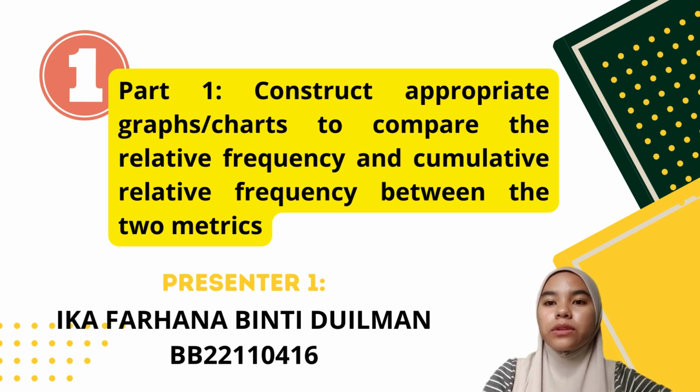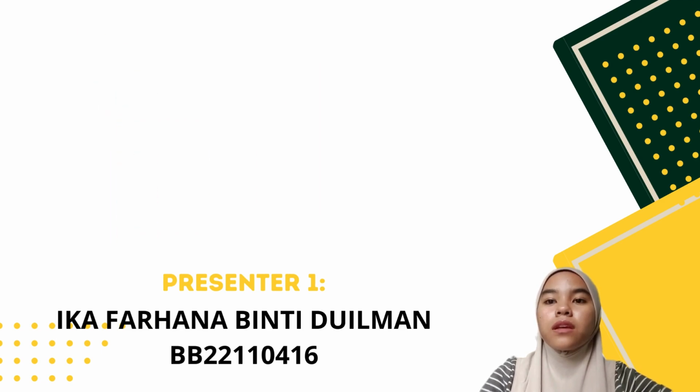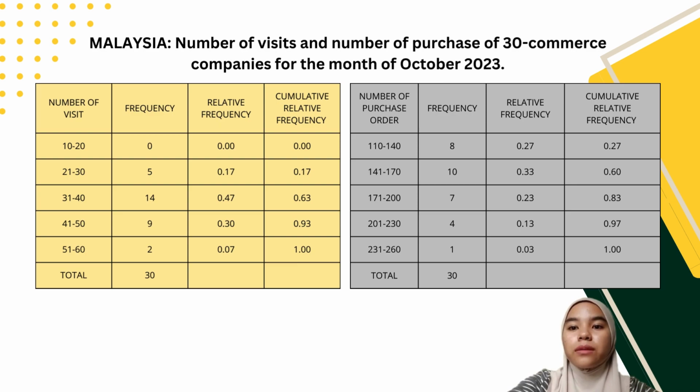I will be presenting part 1, which is to construct a graph and make a comparison for relative frequency and cumulative relative frequency for both metrics. Before we construct a graph, we need to create a table to find the relative frequency and cumulative relative frequency for both metrics. For relative frequency, we just divide the frequency by the total value. Then for cumulative, we just sum up all the relative frequencies that we already counted.